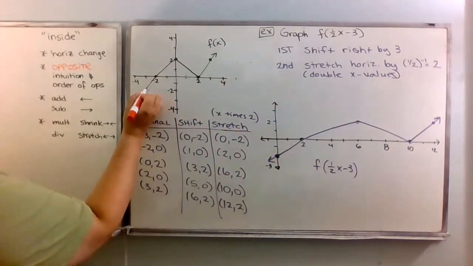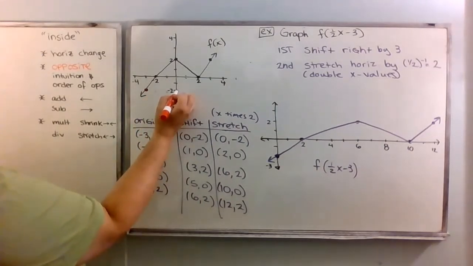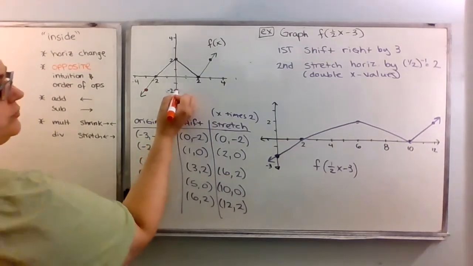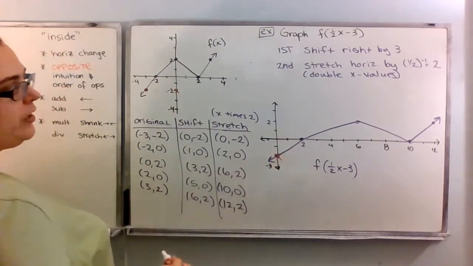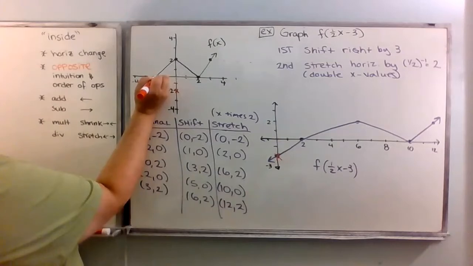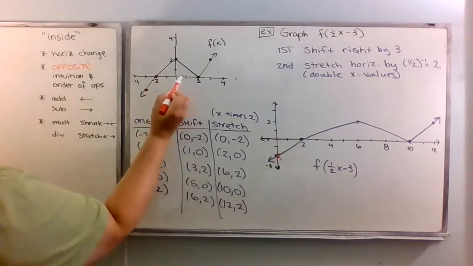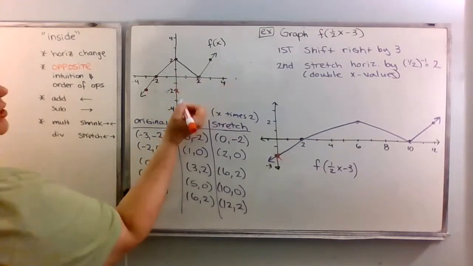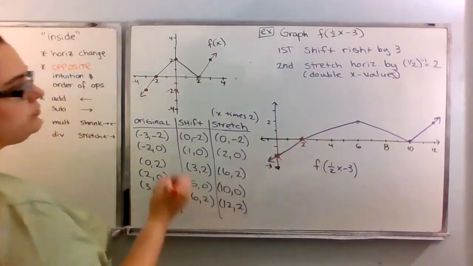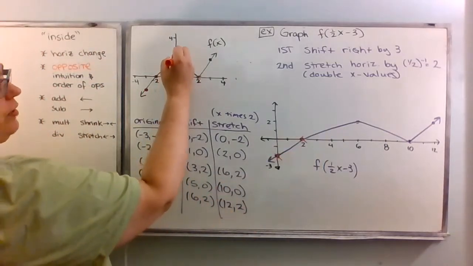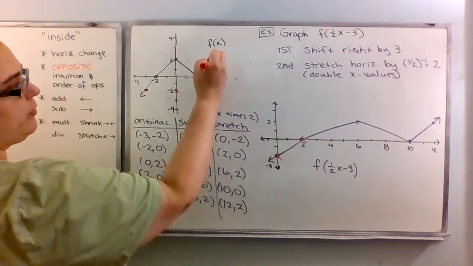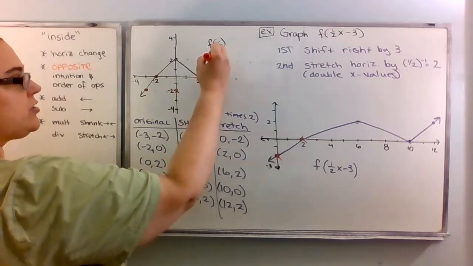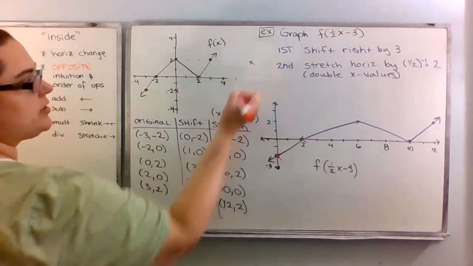So this point here that was at -3, -2, I go to the right by 3, 1, 2, 3. The x value is 0, so double 0 is 0. So that's where my point goes, 0, -2. That's this point here. This point at -2, 0, I shift it to the right by 3, 1, 2, 3. So now I'm at 1. I double the x value, so it becomes 2. So 2, 0. This point here at 0, 2, I shift it to the right by 3, 1, 2, 3. So now I'm at 3, 2. And then I double the x, so that's going to take me to 6, 2.